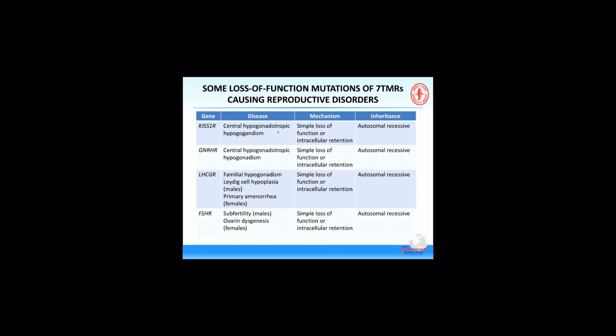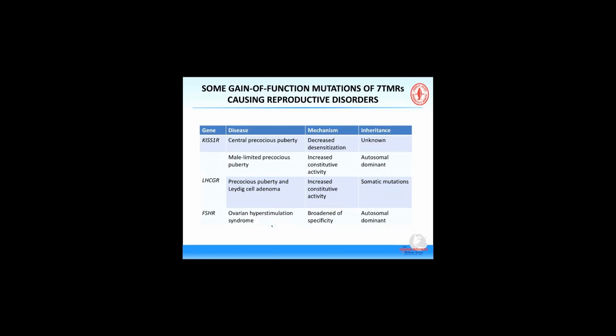So an inactivating mutation of the KISS1 receptor, the kisspeptin receptor, is the cause of a disease called central hypogonadotropic hypogonadism. The same can be caused by an inactivating mutation of the GnRH receptor. If there are inactivating mutations of the LH receptor, this will lead to familial hypogonadism and Leydig cell hypoplasia in the males, and primary amenorrhea in females. And likewise, inactivating mutations of the FSH receptor will lead to subfertility in males and ovarian dysgenesis in females.